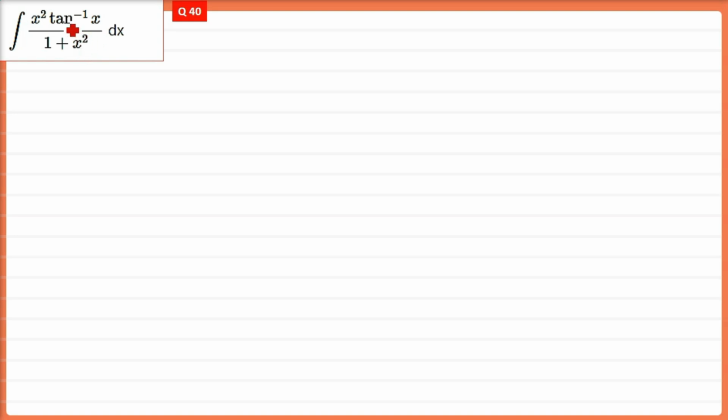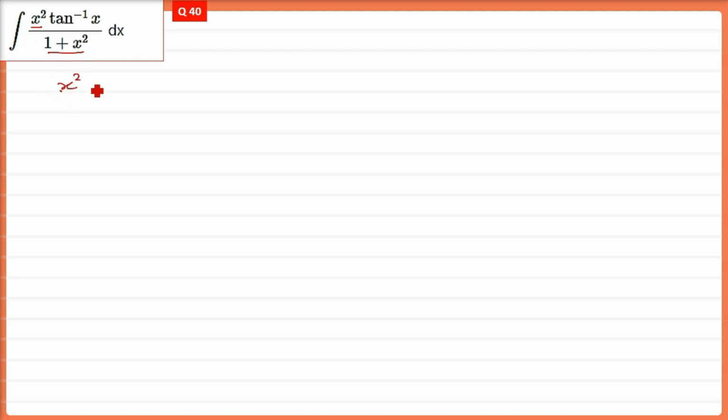So that kind of thing will be in your mind while solving this question. X square is already there in the numerator, so we need to get rid of this x square first. How to do that? We have a 1 plus x square. We have a x square in the numerator. So we can write x square as x square plus 1 minus 1.